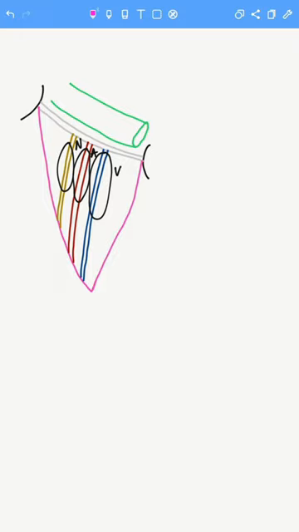Hello everybody, in this video we are going to discuss the difference between a femoral hernia and an inguinal hernia. This image over here is the femoral triangle. This is the femoral vein, this is the femoral artery and this is the femoral nerve. This structure over here is the femoral canal. When a tissue protrudes into the femoral canal, it is known as a femoral hernia.